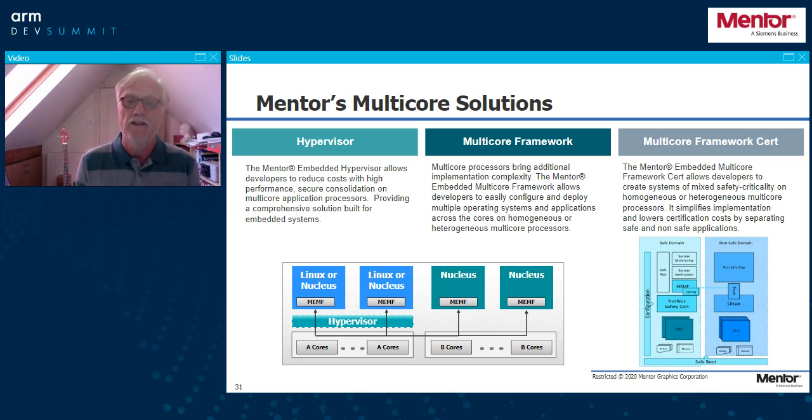We have the Mentor embedded multi-core framework. This, again, has the characteristics I talked about. It provides the functionality that you need on homogeneous, or more likely, heterogeneous multi-core processors. And then we have multi-core framework cert. This is a variation on the Mentor embedded multi-core framework, which has certification characteristics. Basically, it's been designed with the need for certification in mind, and there are a number of resources available to make that process simpler.